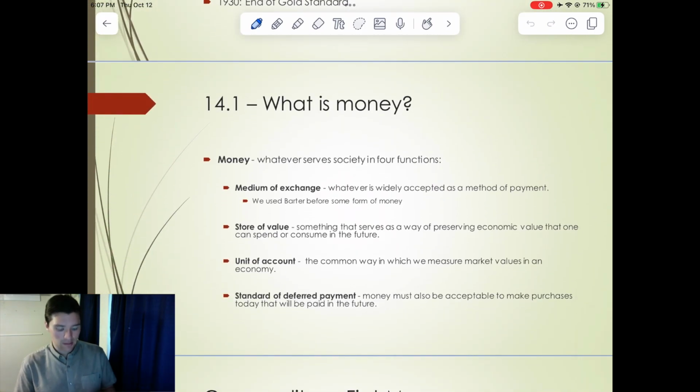So, what is money? Money is whatever serves society in these four functions. What can be used as a medium of exchange? So, basically, what can be used as a method of payment? We used to use barter, which was basically like, hey, I'm going to take this pen and I'm going to trade up for a car. So I go to you and say, hey, do you really want this pen? What will you give me for this pen? I'll give you a towel.